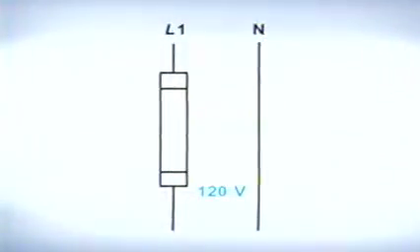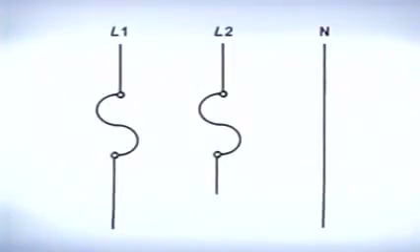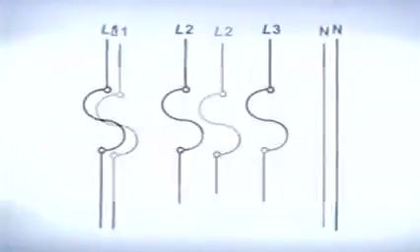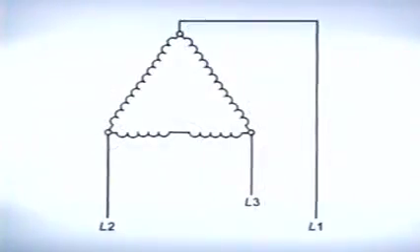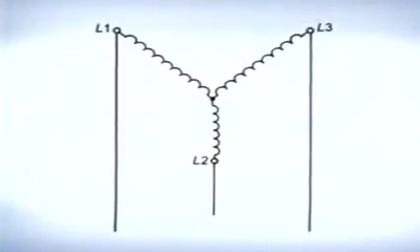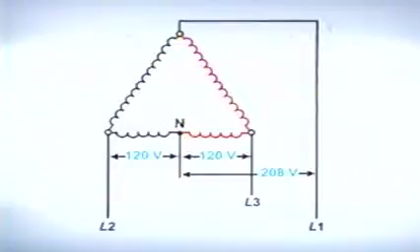120-volt single-phase systems use 1 hot leg and 1 neutral. 240-volt single-phase systems use 2 hot legs and a ground wire. 3-phase systems use 3 hot legs and a neutral. 3-phase systems can be configured as either a delta or a Y. The delta configuration is identified by the high leg that exists between 1 hot leg and neutral.